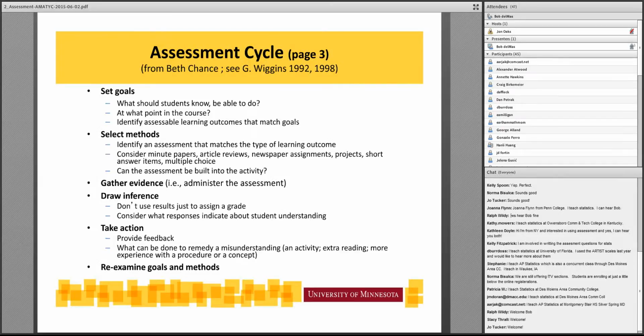And then you identify what are accessible learning outcomes that match the learning goals that you have around the concepts and ideas. And so that's really important that you identify accessible learning outcomes. Once you have those identified, then you can select methods for determining, assessing, has the student achieved that learning outcome. And there's a variety of things that you can consider. Some are listed here: minute papers, article reviews, newspaper assignments, projects, short answer items, as well as standard assessments such as multiple choice items and constructed response items.